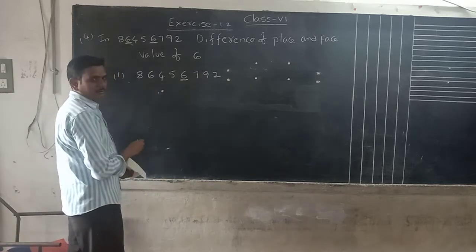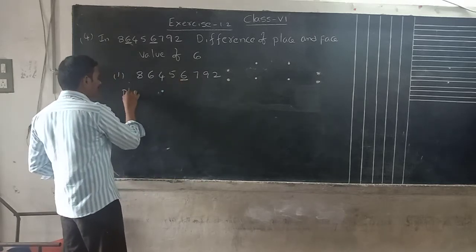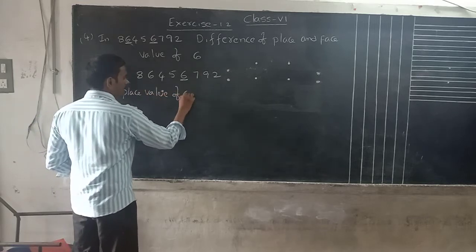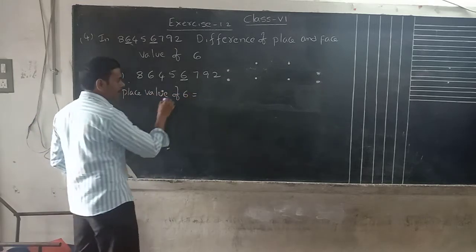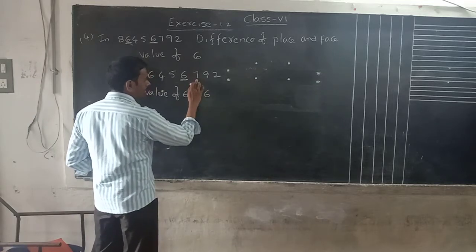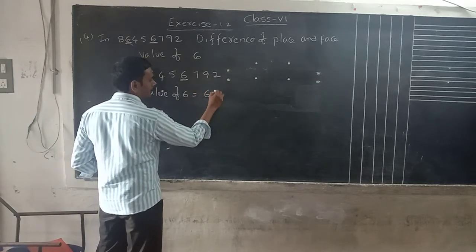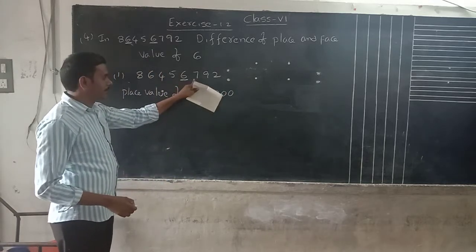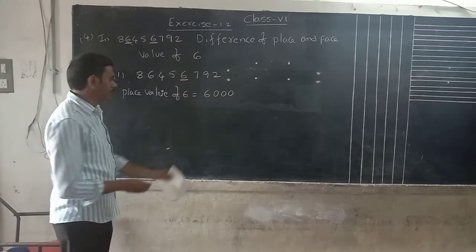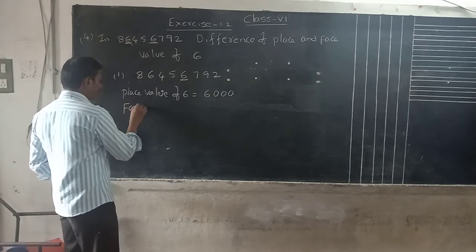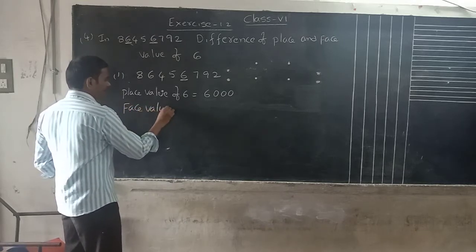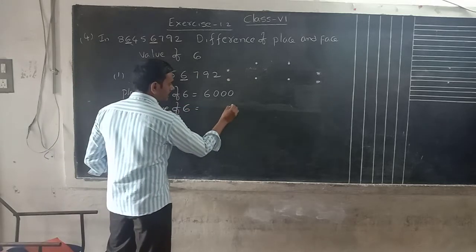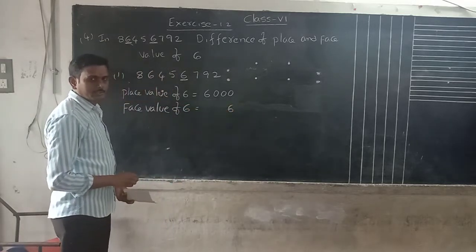What is the place value? First we write the place value of 6. Place value of 6 equals 6, and on this side how many digits are there? 1, 2, 3. 3 digits, so 3 zeros. Next we have face value. Face value of 6 is 6 only.